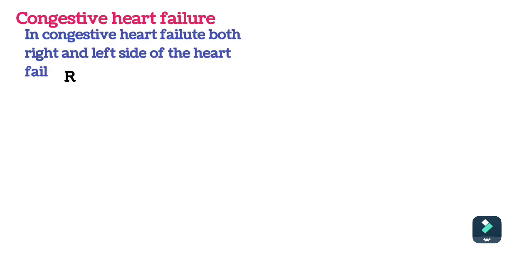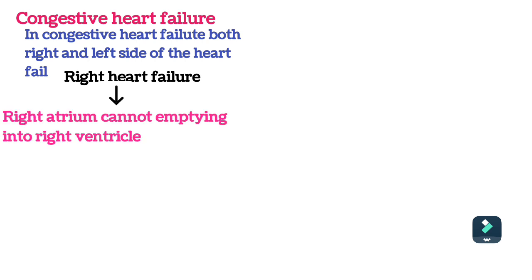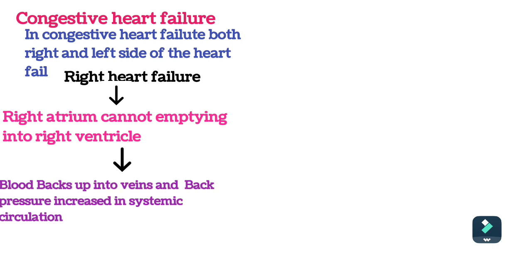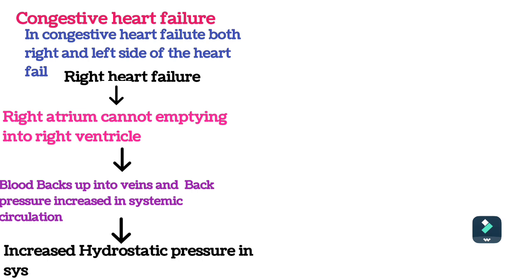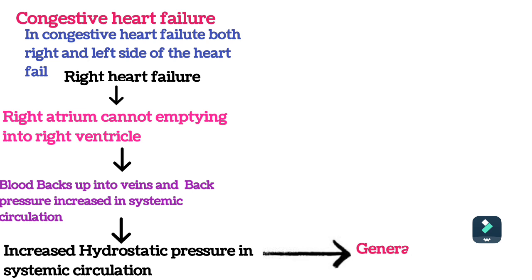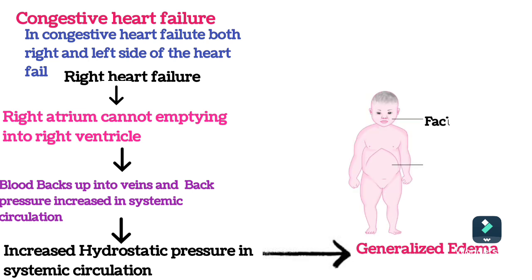Congestive heart failure. In congestive heart failure, both the right and left sides of the heart fail. When the right heart fails, meaning the right ventricle is not pumping blood into the lungs, the right atrium cannot empty into the right ventricle, leading to blood backing up into the veins and increased back pressure in the systemic circulation. This increases hydrostatic pressure throughout the body, causing fluid to leak into the interstitium of various body parts, resulting in generalized edema, including swelling of the face, abdomen, called ascites, and limbs.